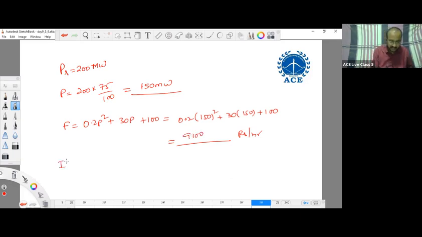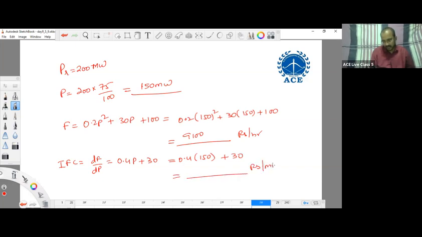What about incremental fuel cost? Incremental fuel cost is df by dp. That is 0.4p plus 30. So 0.4 into 150 plus 30, in rupees per megawatt hour. So what is the incremental fuel cost?